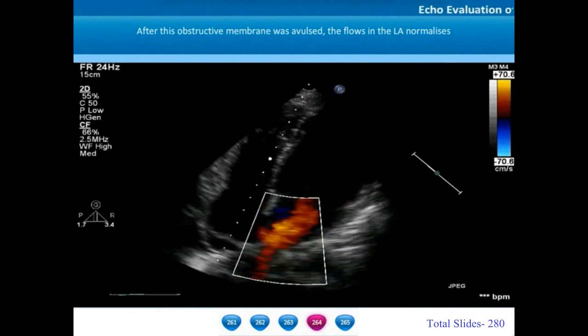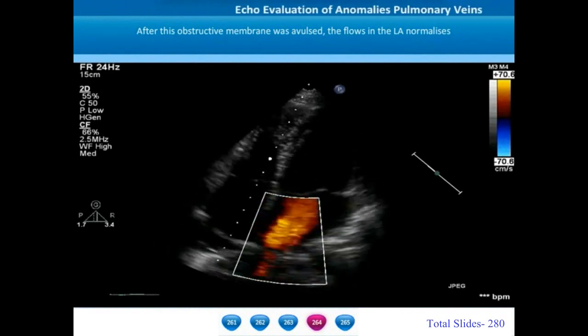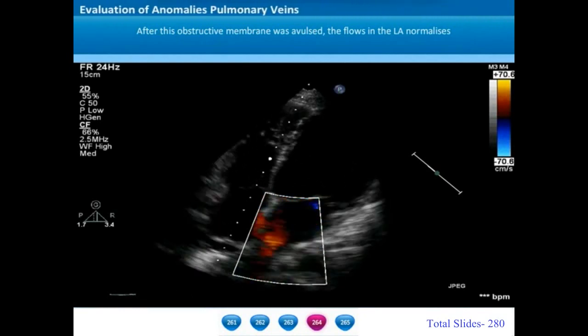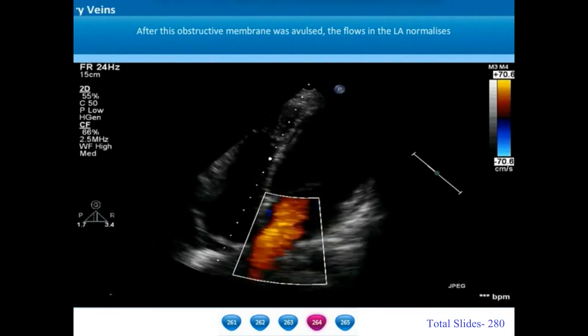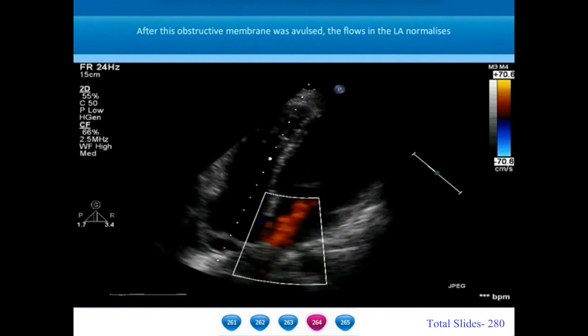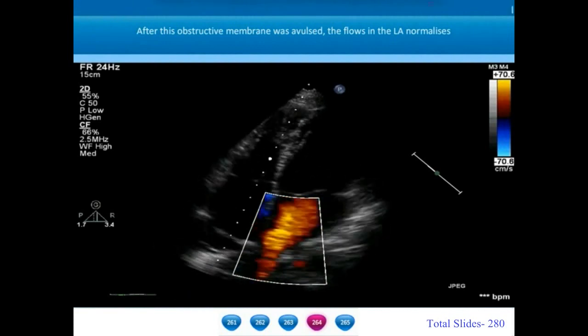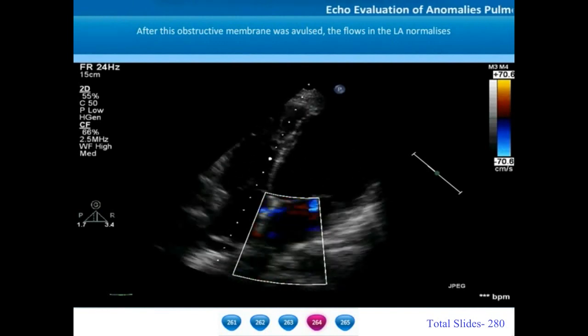After this obstructive membrane causing a partial cor triatriatum was avulsed by a transcatheter approach, the flows in the left atrium totally normalize. The left pulmonary venous drainage into the left atrium was normal even before. So this partial cor triatriatum causes unilateral pulmonary venous hypertension.